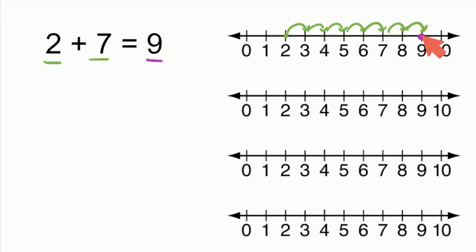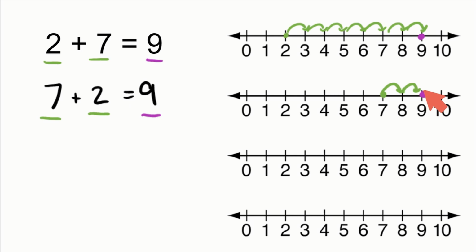Is there another equation I can write involving these same three numbers that's also going to be true? Another equation I could write could be 7 plus 2 equals 9. And by checking on my number line, if I start at 7, and if I add 2 more, I see that I land at 9. So I know that this second equation is also true.